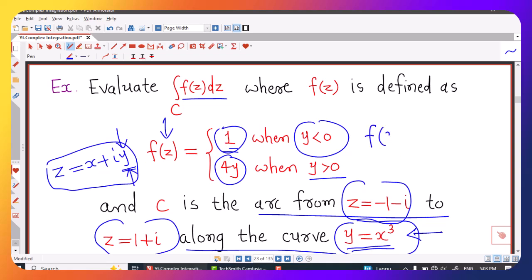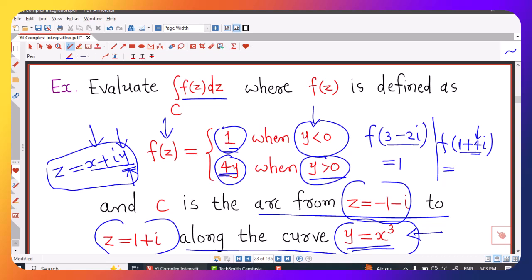For example, suppose we want to find out f of 3 minus 2i. If we compare this with x plus iy, then we can see that y is minus 2 and minus 2 is negative, therefore f of 3 minus 2i is 1. And suppose we are interested in f of 1 plus 4i. If we compare with z equal to x plus iy, here y equal to 4. So whenever y is positive, the value of the function is 4 times the imaginary part of z. Here the imaginary part of z is 4, so it is going to be 4 into 4, that is 16.